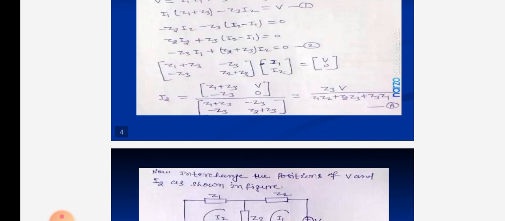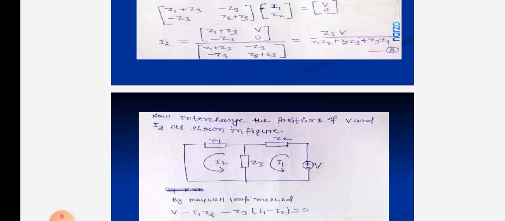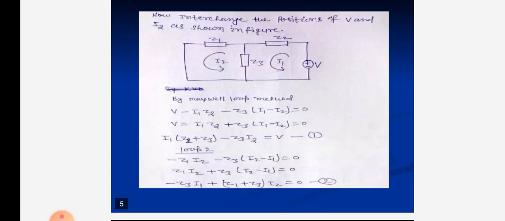Find the current I2. The I2 coefficient column is replaced by the voltage source V and 0, and we find the I2 value. I2 equals Z3 V upon Z1 Z2 plus Z2 Z3 plus Z3 Z1. Now interchange the positions of V and I2 as shown in the figure. Now change the positions: voltage in place of current and current in place of voltage.